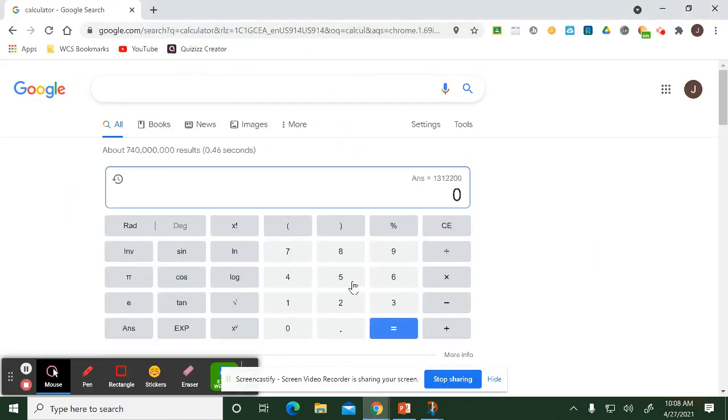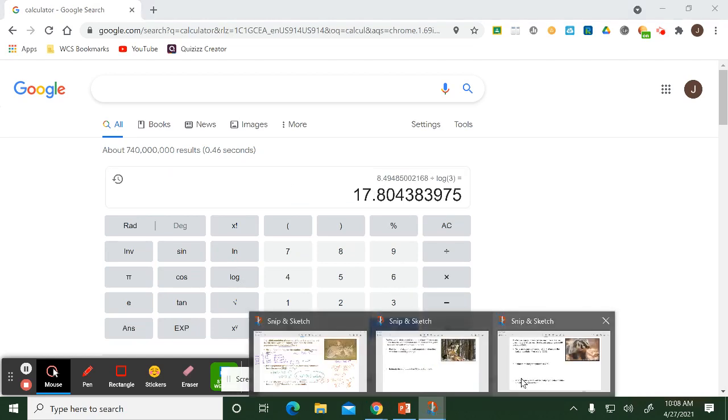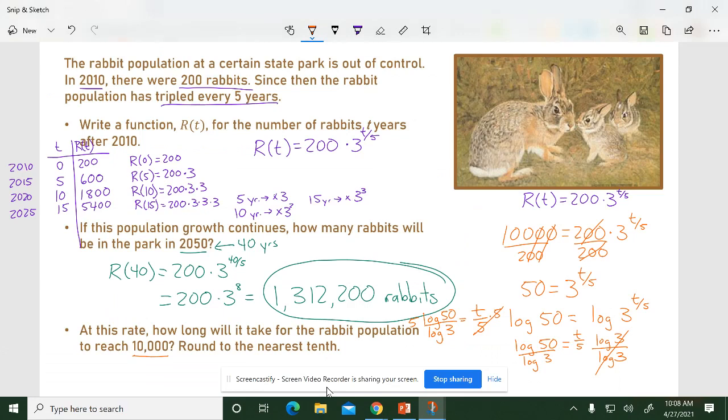So we have 5 times log of 50. I'm going to go ahead and hit equals. I'm going to divide by log of 3. Hit equals. And I get 17.8, approximately 17.8 years. So we're going to say 17.8 years rounded to the nearest tenth. So that's how long it would take for the number of rabbits to get to 10,000, 17.8 years.